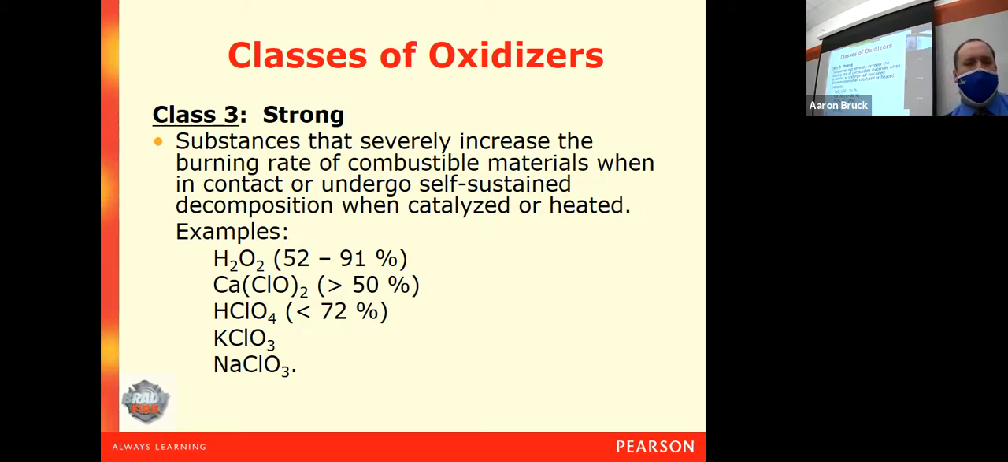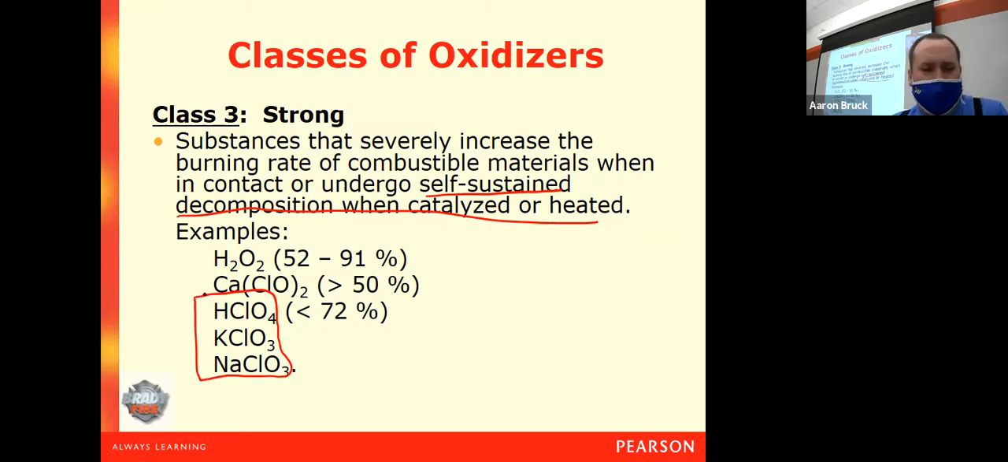So this last bit here pertains especially to these compounds here at the bottom. Your chlorate compounds, when they undergo a decomposition process, when they just get heated up, will start to create massive amounts of oxygen and heat. And the cool thing about those is these are the substances that are at the heart of fireworks.